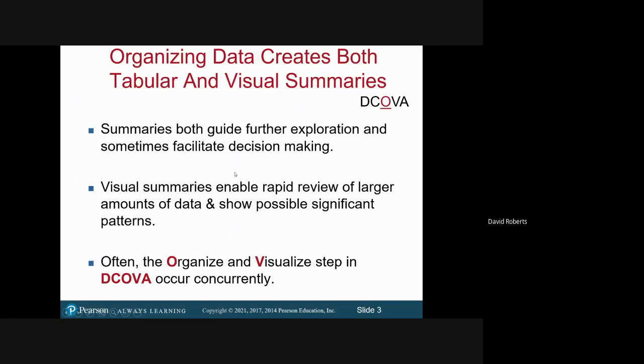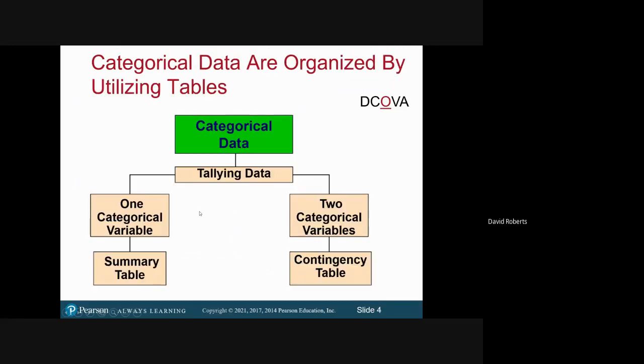So we're going to talk about the organizing part, and we're going to organize and visualize in the same chapter. So you have the categories. You have one category, two categories, contingency tables, summary tables, etc. We'll go through this in more detail as we move through the chapter.